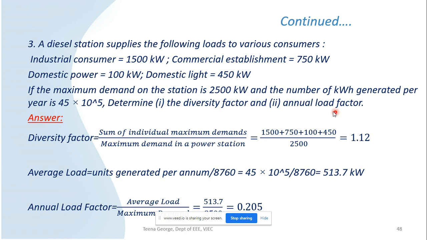Now we are asked to find the annual load factor. Load factor is average demand by maximum demand, or average load by maximum load. Average load we can find out from the energy generated per year. Energy generated per year divided by total hours 8760. 45 into 10 raised to 5 divided by 8760. That is 513.7 kilowatt, which is the average load. So the annual load factor is 513.7 divided by 2500, that is 0.205.